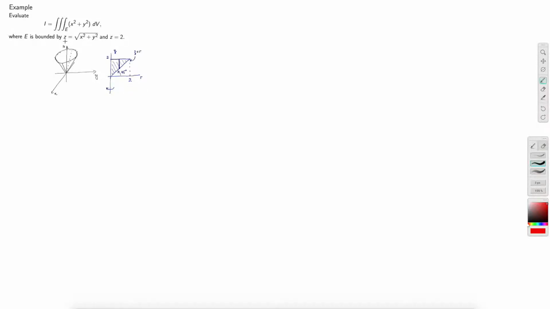So the first thing you should realize is that whenever you've got the square root of x squared plus y squared, you should immediately realize that this is a cone, like here. And you know that the cone is cut off at z equals 2, where E is bounded by the cone and z equals 2. So it's there, okay?